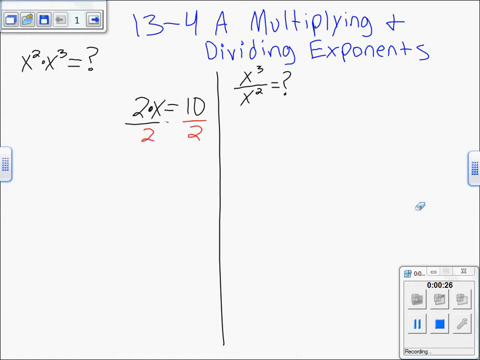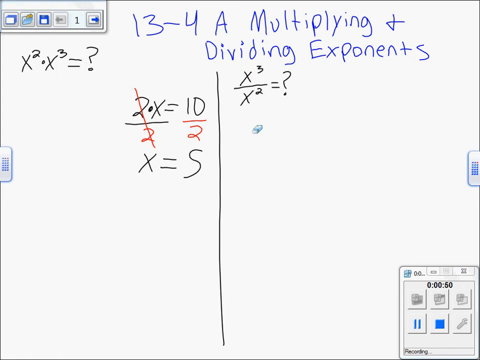The idea that I want you to focus on is the fact that these canceled. Multiplying by 2 and dividing by 2, they undo each other, so they cancel each other out. There's no reason to do both. It doesn't accomplish anything. So what that equals doesn't matter, but I want to focus on the concept that when you multiply and divide by the same thing, they cancel each other out. We're going to use that when talking about exponents, especially with dividing.